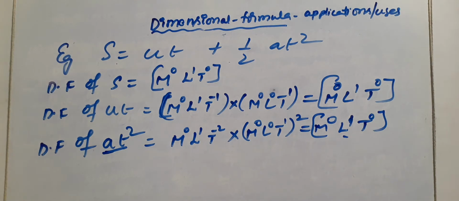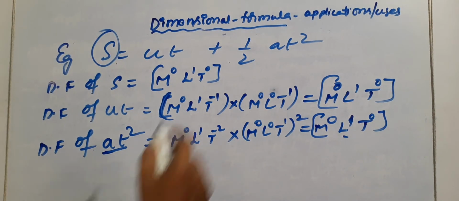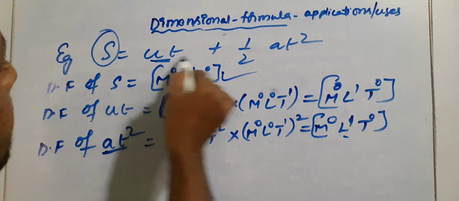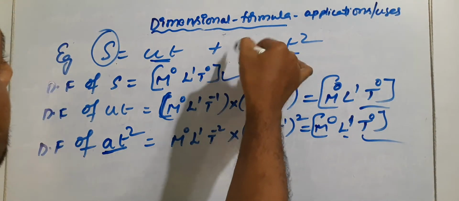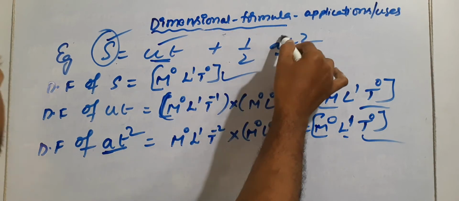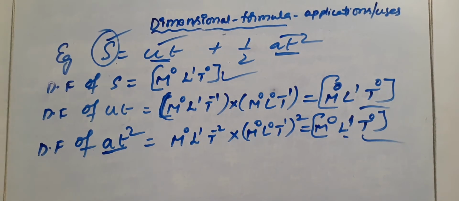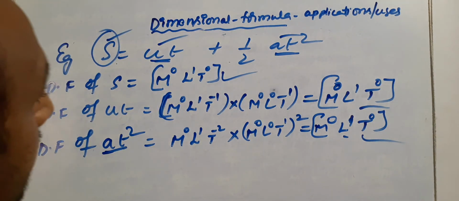Now you can compare. The dimensional formula of the first term on the left side of the equal sign, the dimensional formula of ut on the right side, and this one also. But don't take the constant into account, just compare these. These three have the same dimensional formula, so it satisfies the principle of homogeneity, so it is also correct. This is one application, one use of dimensional formula and dimensional analysis, students.